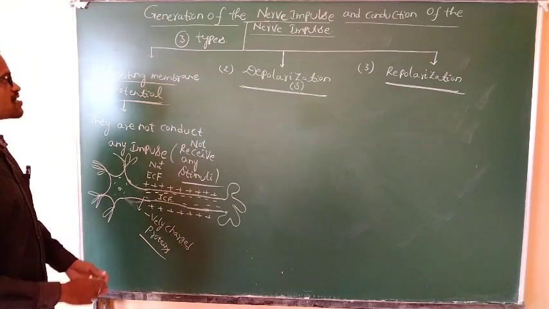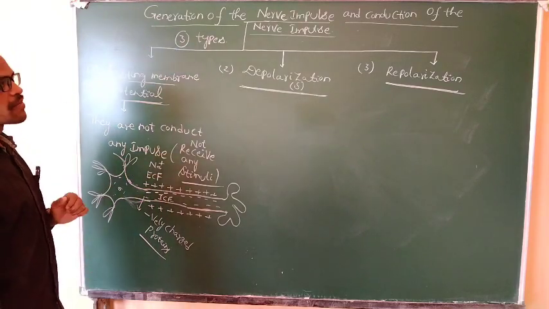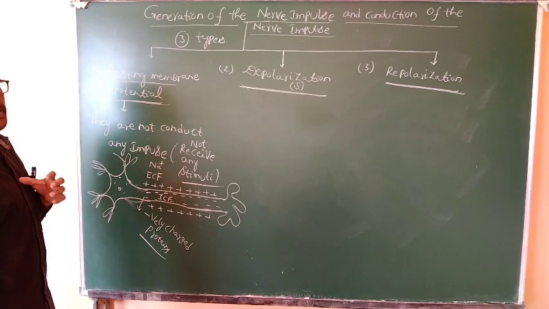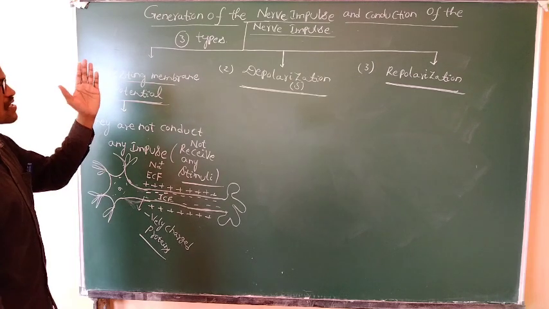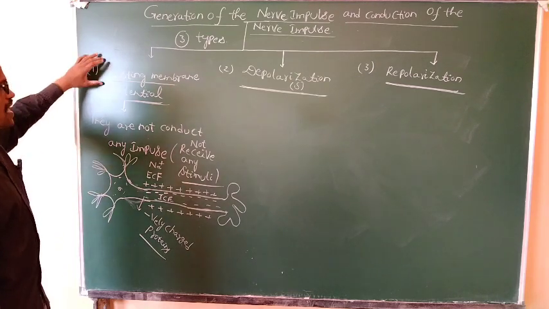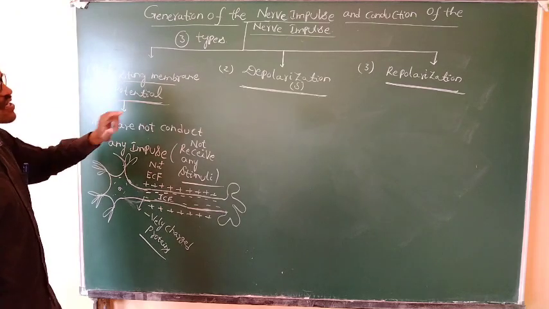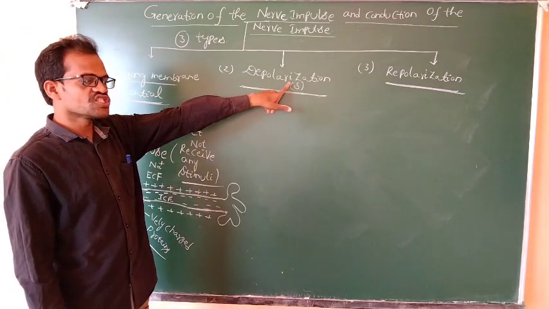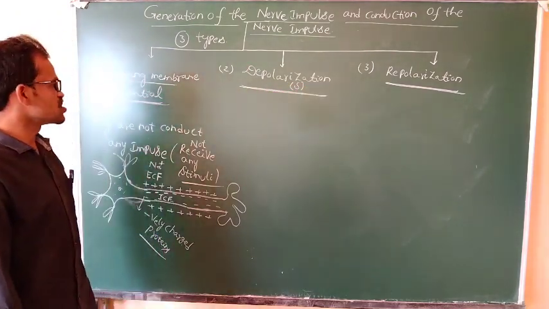The generation of the nerve impulse is divided, for our convenience, into three types. First one, resting membrane potential. Second one, depolarization. Third one, repolarization.